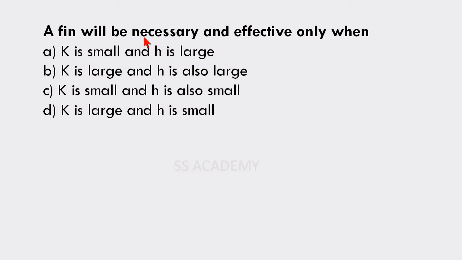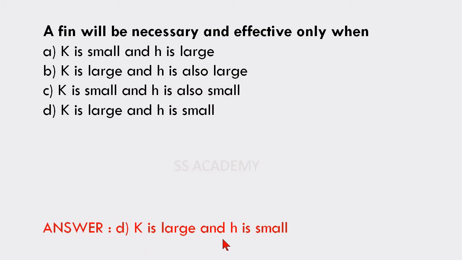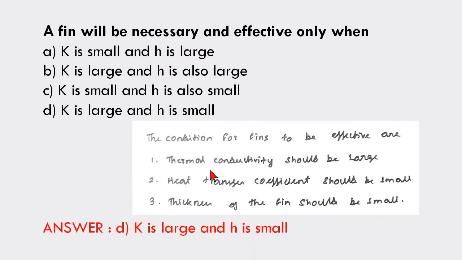Next question is, a fin will be necessary and effective only when: K is small and h is large, K is large and h is also large, K is small and h is also small, or K is large and h is small. The answer is option D, K is large and h is small. A fin will be necessary and effective only when K is large and h is small. The conditions for a fin to be effective are given here: it should have higher thermal conductivity, so the thermal conductivity should be large, the heat transfer coefficient should be small, and the thickness of the fin should be small. Okay, so these are the conditions for the fin to be effective.